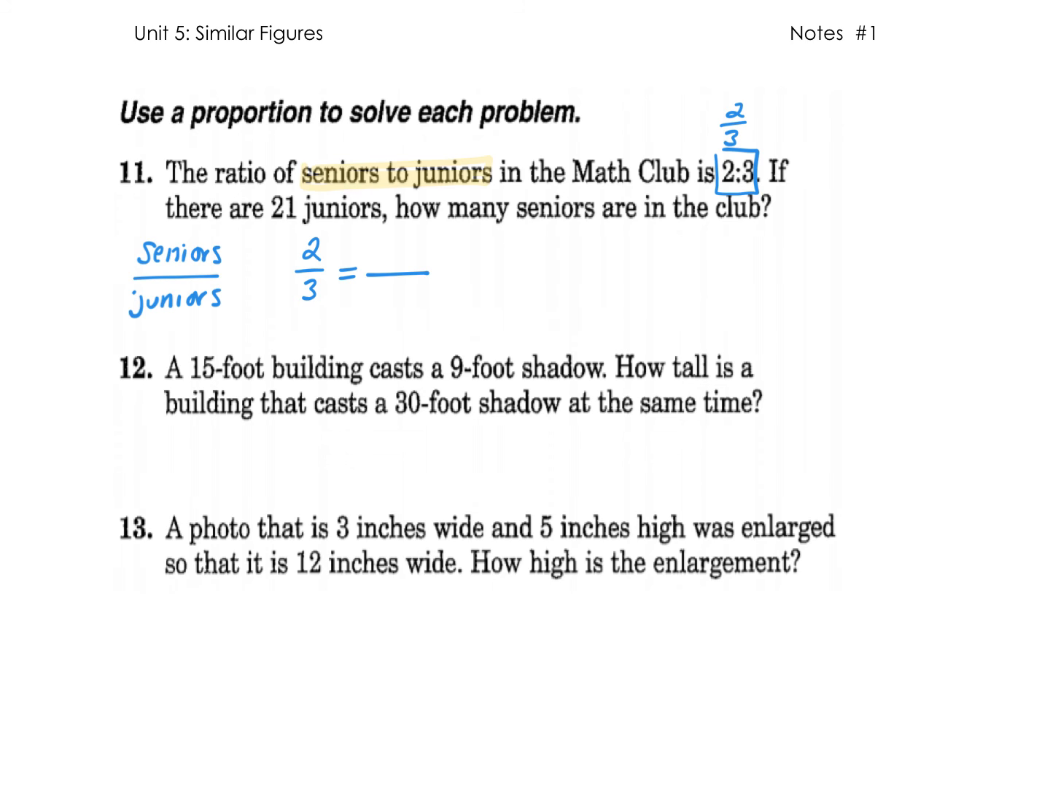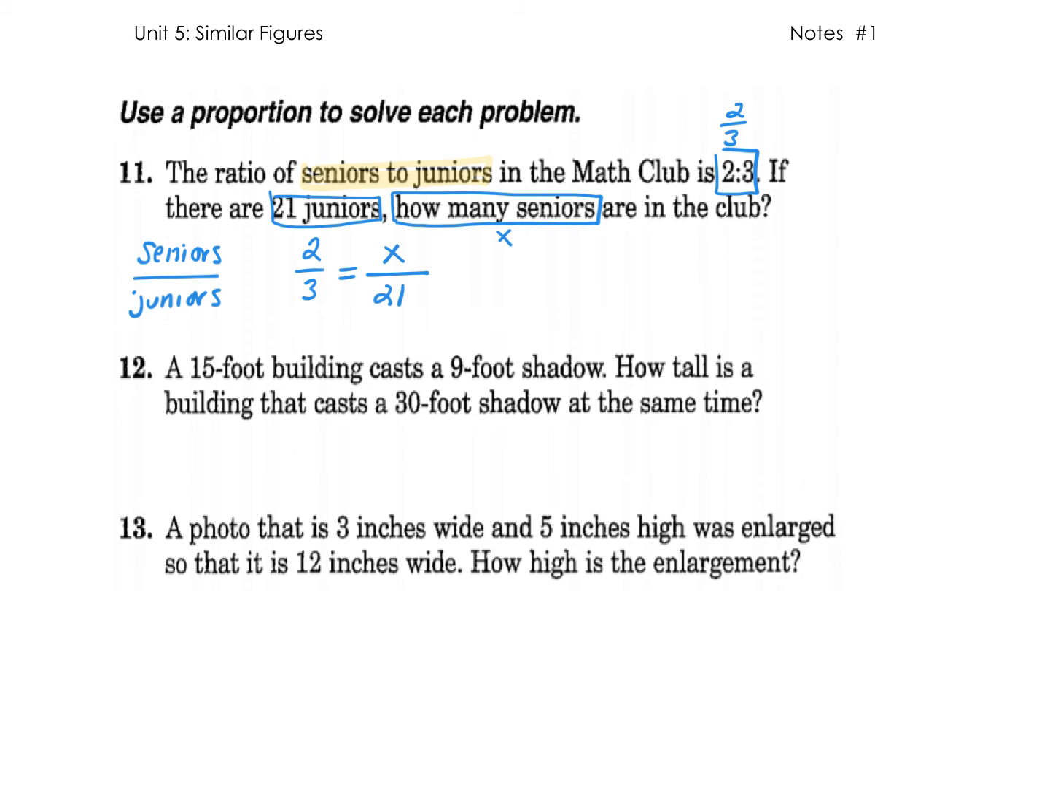All right, the next line says that there are 21 juniors. So it says how many seniors are there when there are 21 juniors. So 2 to 3 is going to be equal to x over 21. Again, it says how many seniors are in the club, and I'm letting that be equal to x. And at the same time, we have 21 juniors.